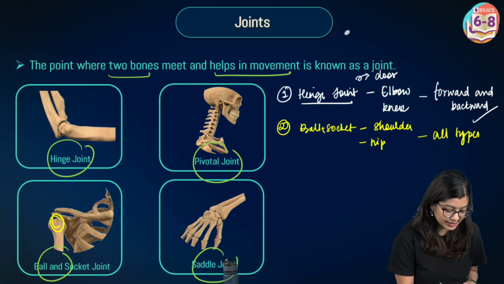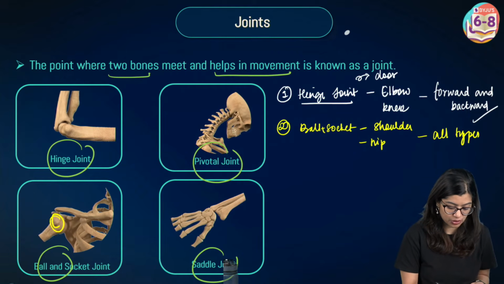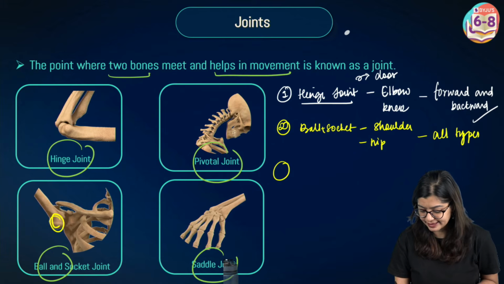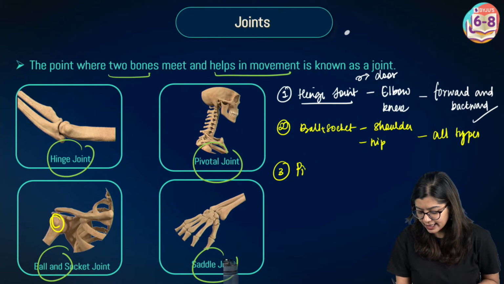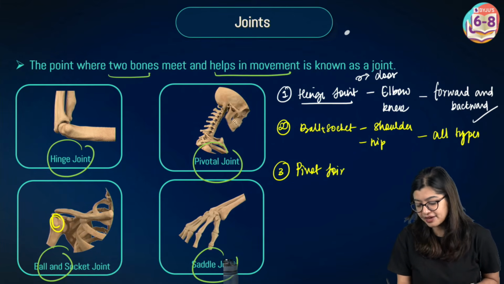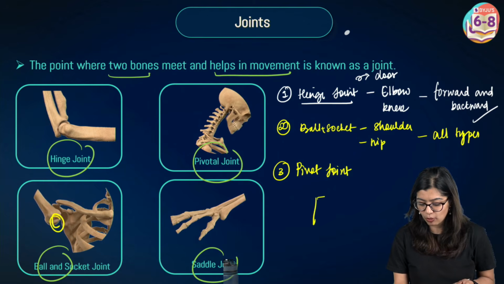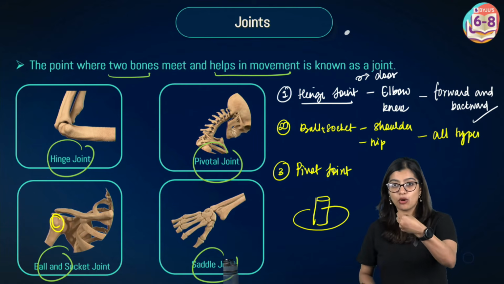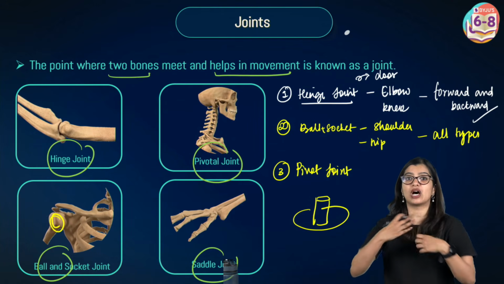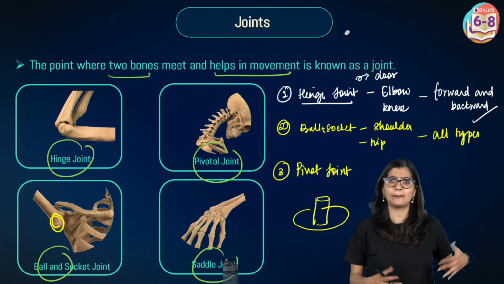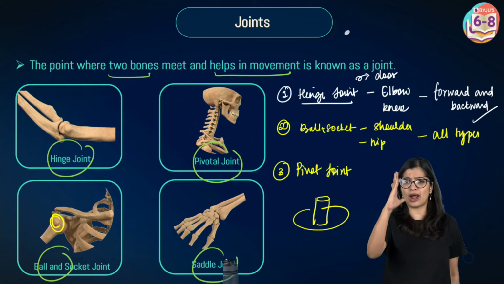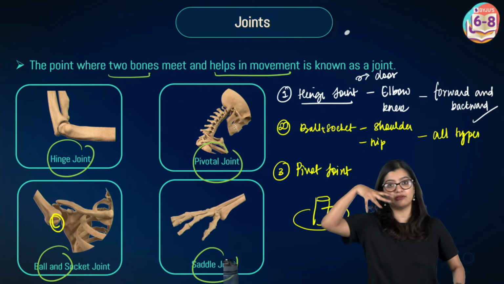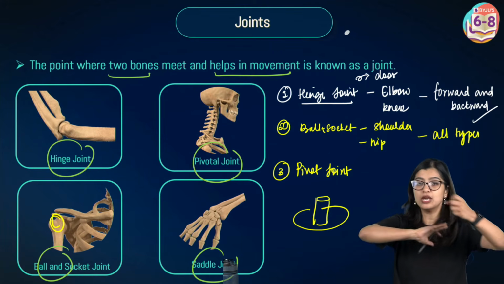Now next up, we have the third kind of joint, which is called the pivot joint. The pivot joint is found in our neck region, where there is one bone which is fitted around another bone, right? One bone is fixed and the other bone moves around it, just like a pivot in basketball, right? One part is fixed and the other part moves.